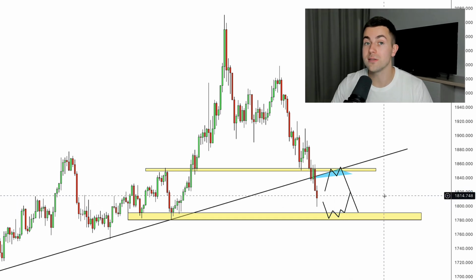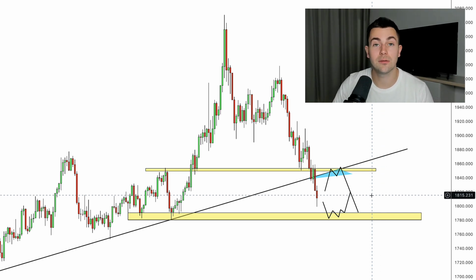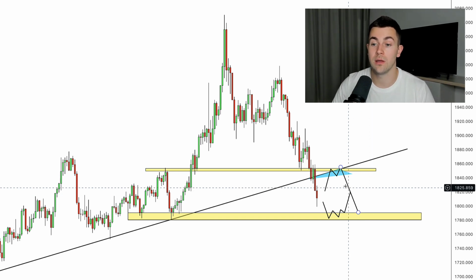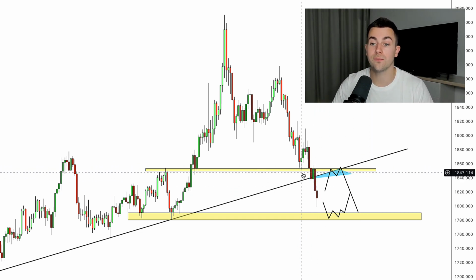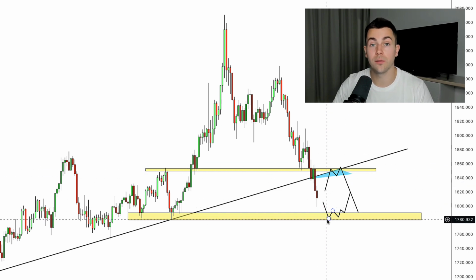Of course, once I see a decent confirmation, I will definitely post an update on my Telegram channel, and I will let you know that I am in the trade. But for now, watch carefully these two structures, this one for shorting and this one for buying.